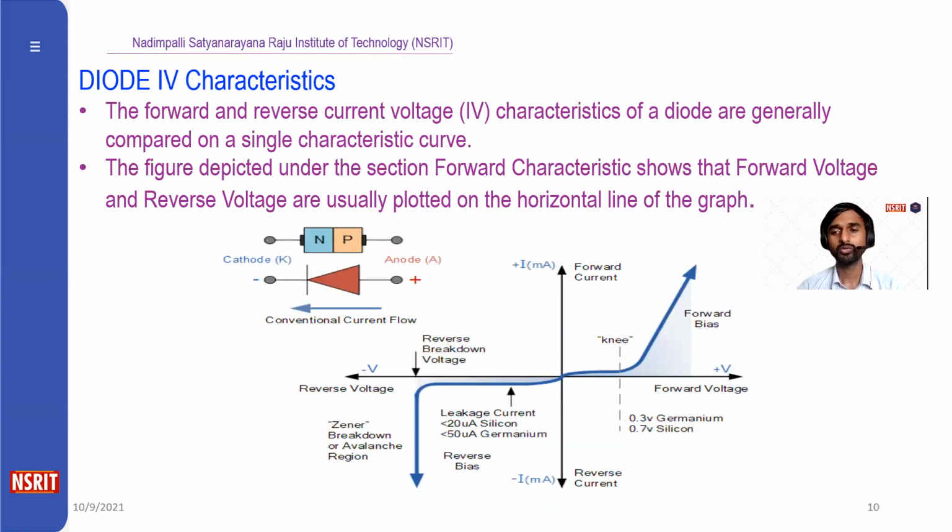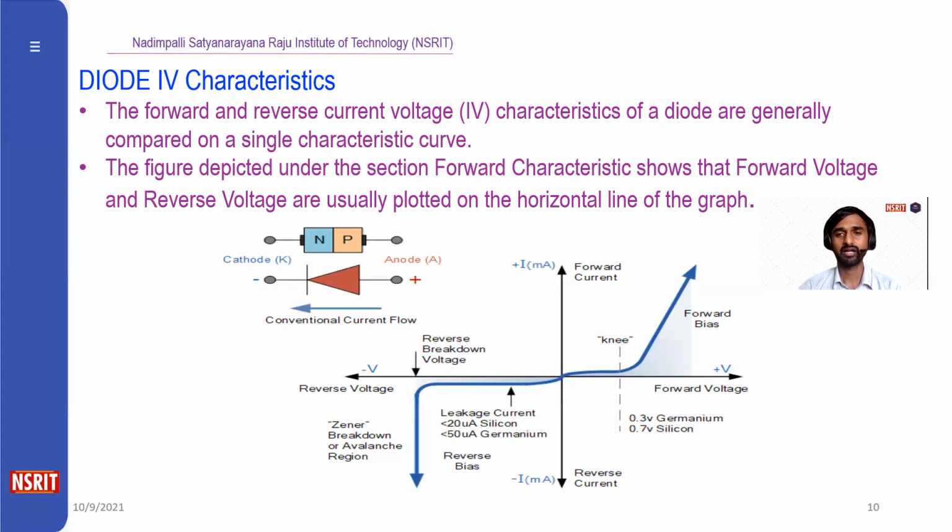Now, coming to the current voltage characteristics, IV characteristics. What do these IV characteristics tell us? We will be supplying our diode with an external voltage, right?